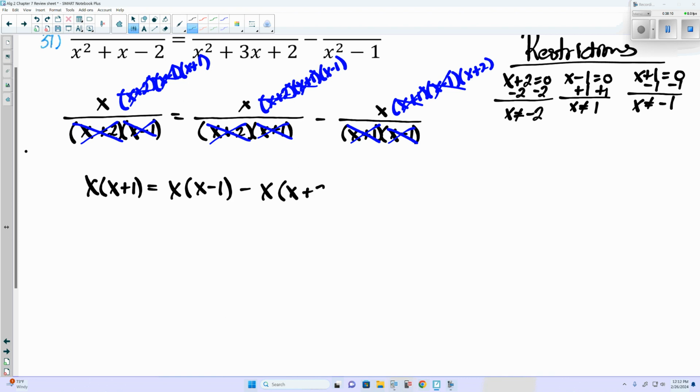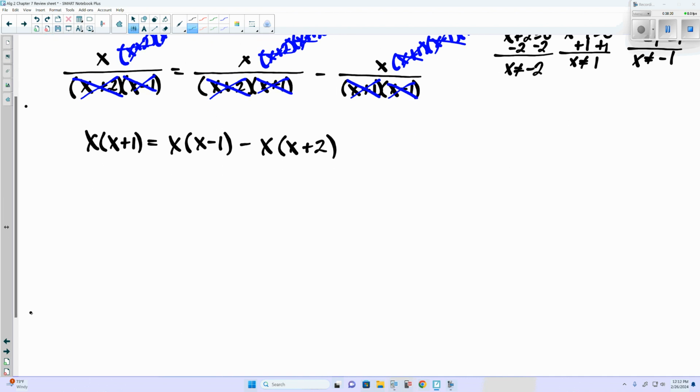x times x plus 2, which is kind of nice. Because when we distribute this here, x times x is x squared. X times 1 is plus x equals. Here, x times x is x squared. X times negative 1 is negative x. Here, we're going to distribute the negative x. Negative x times x is negative x squared. Negative x times 2 is negative 2x.